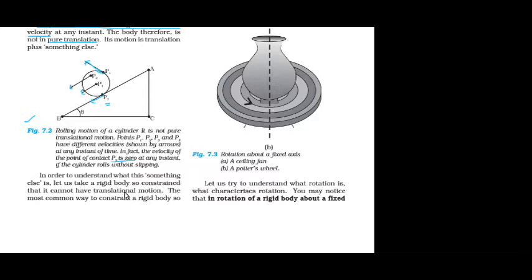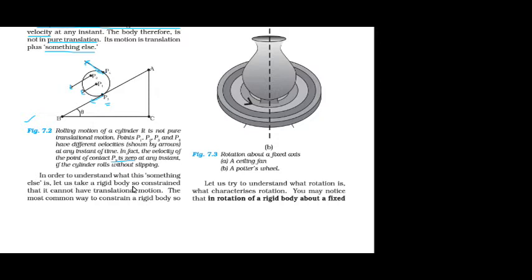And when the cylinder is rolling, all the 4 points have different velocity because they have different directions, but the magnitude of the velocity is the same. In order to understand what this something else is, here we are told that the motion is translation and something else. So here they are explaining what is something else.